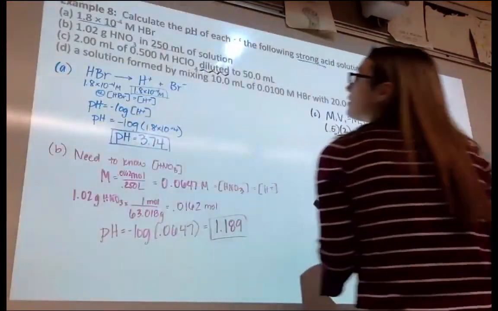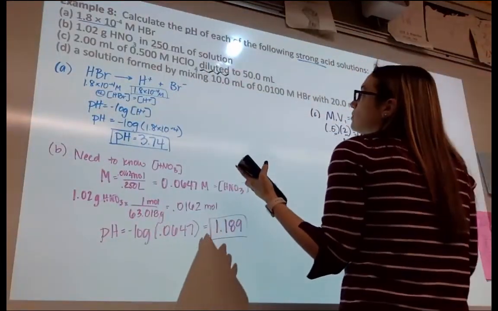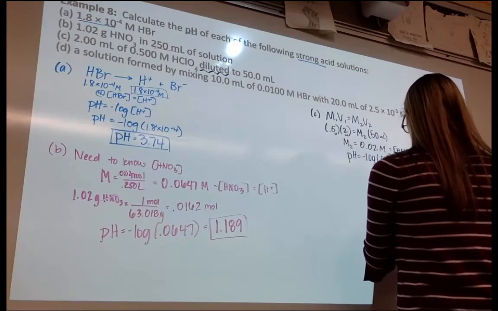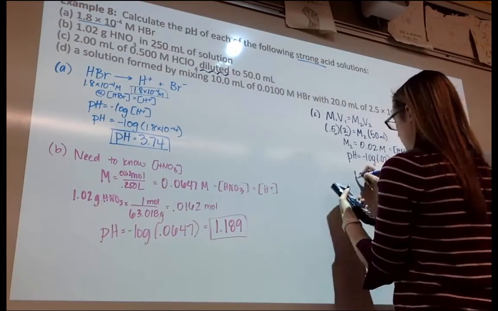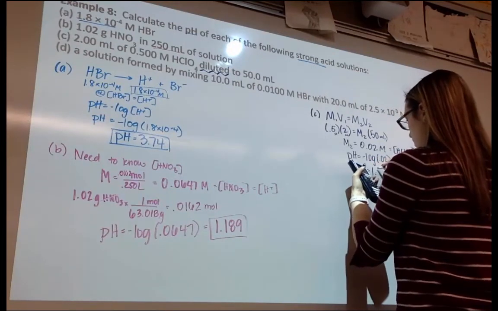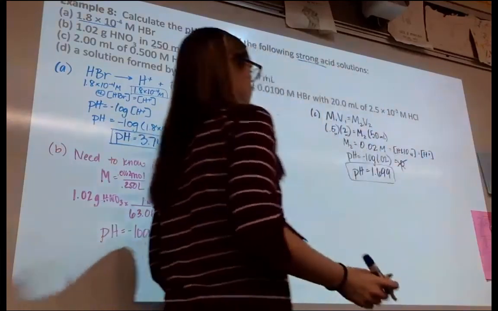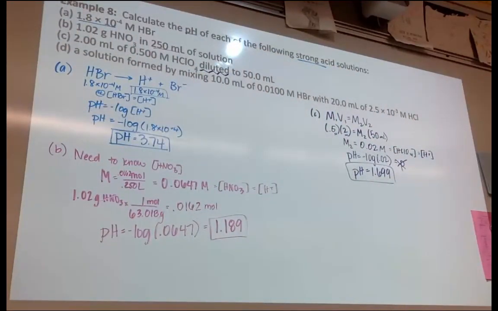And let's do 3 sig figs. We'll do 3 decimal places. I'll just do it down here. pH is 1.699. So part C was a dilution. So each one of these are just different ways of finding new concentrations.